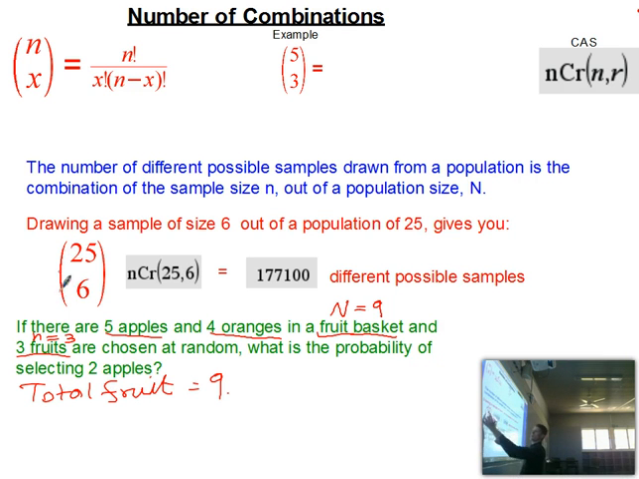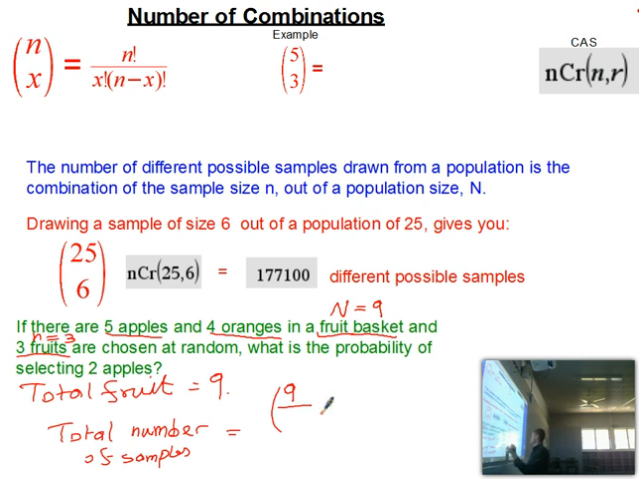Well, this is where we can draw on this idea of drawing sample sizes. So the total number of samples, different combinations of samples we could get, well, we can have from 9, we want to draw out 3.